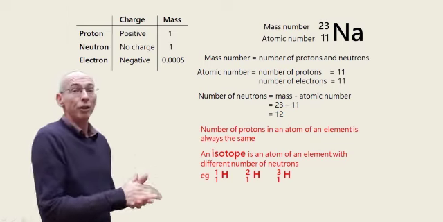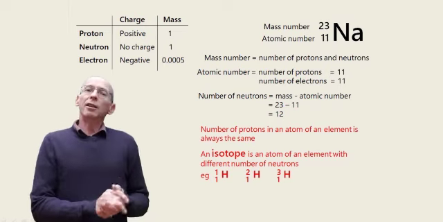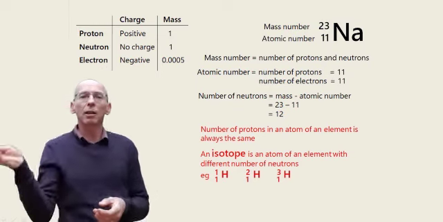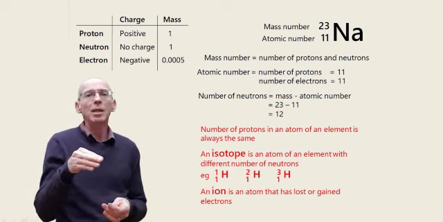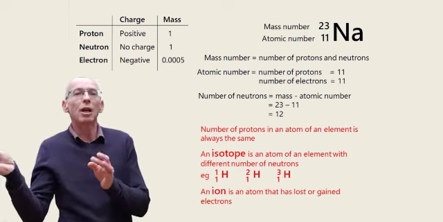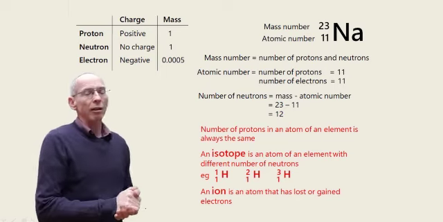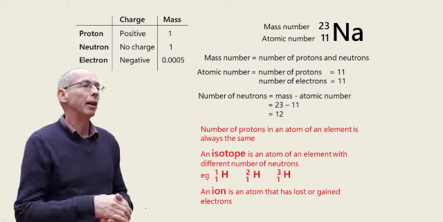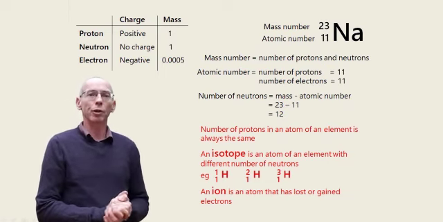Now, these electrons can come and go on and off an atom, and if an atom loses electrons, we call it an ion. The understanding of ions is essential for when you come on to things like ionic bonding and electrolysis later on in your course.